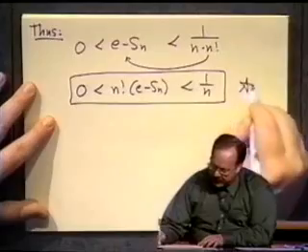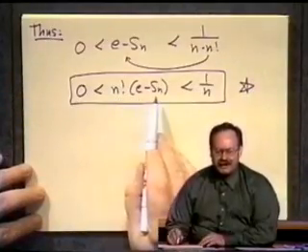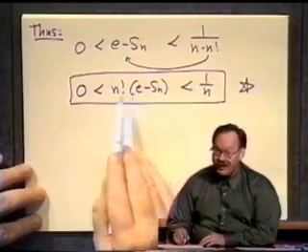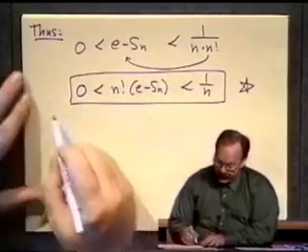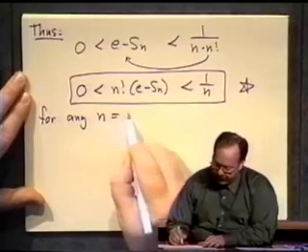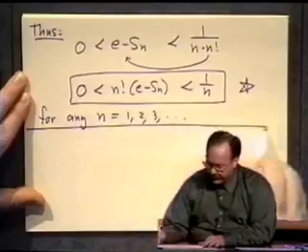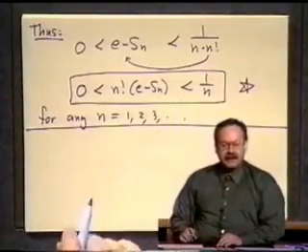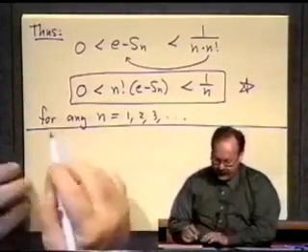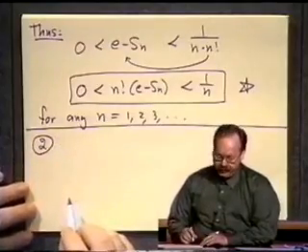So this is my starred statement, that this funny number in the middle, this n factorial times (e minus s sub n) number, whatever it is, is between 0 and 1 over n. And that's for any n. Remember, for any n, 1, 2, 3, etc. Okay, that's the result I needed. That's the first part of the proof. Now, I'm going to use that result to actually address the heart of the proof.